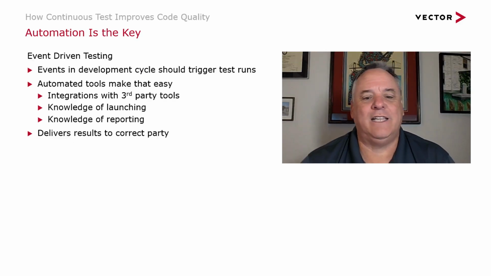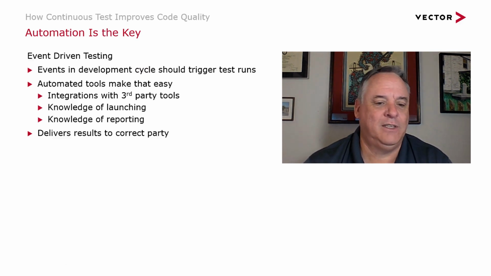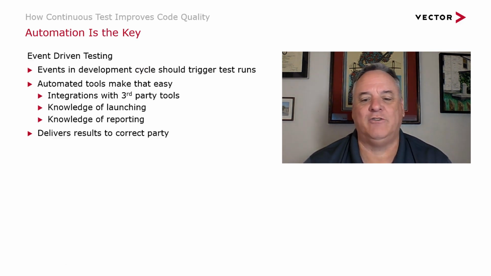So automation is the key to improving code quality with continuous test. Different events in the development cycle should naturally trigger different levels of testing. Having an automated tool with integration for your third-party tools will help you launch these triggered events and quickly give the results back to the appropriate party.